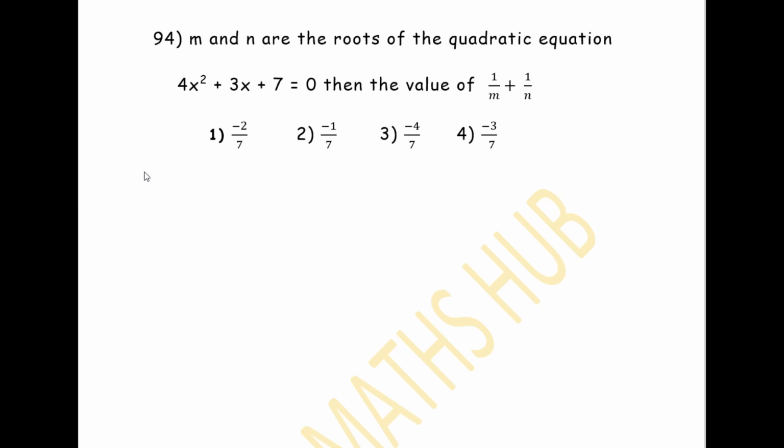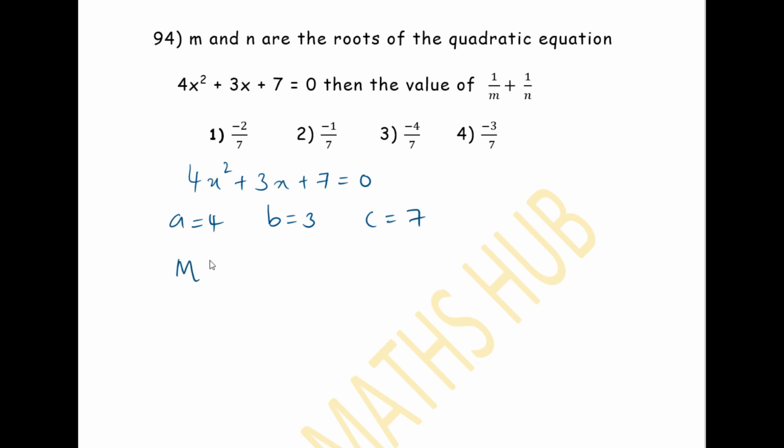Moving to question number 94. m and n are the roots of the quadratic equation 4x square plus 3x plus 7 equals 0. Then the value of 1 by m plus 1 by n is? Write down the given quadratic equation 4x square plus 3x plus 7 equals 0. Value of a is 4, b is 3, and c is 7.